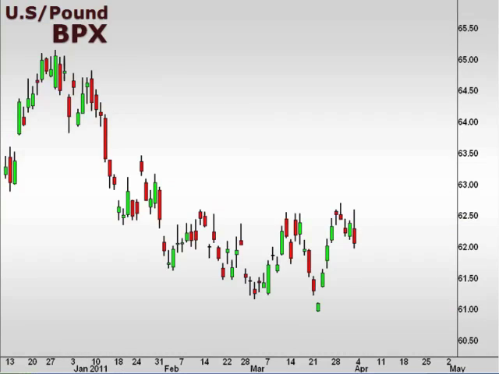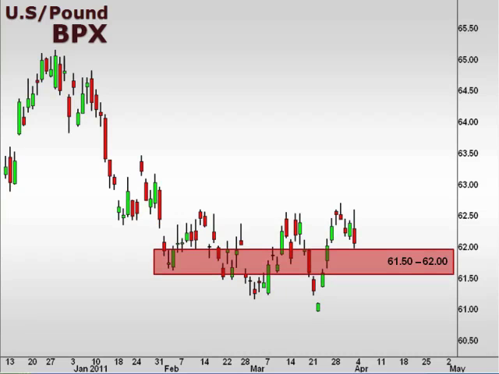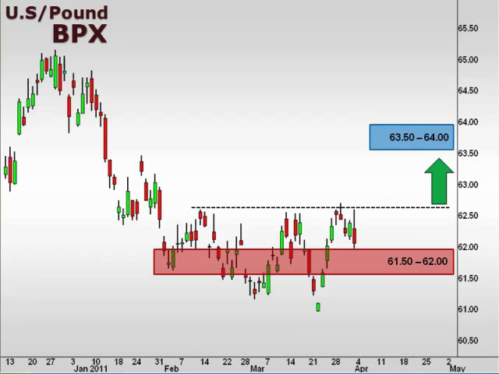Let's take a look at the BPX, the U.S. versus the British pound. Well, the BPX retraced to 62 after testing the highs of the week. We may see the pair value slip a little deeper into that 61.5, 62 focal zone. However, a reversal and break above 62.5 opens the window for a push towards 64.